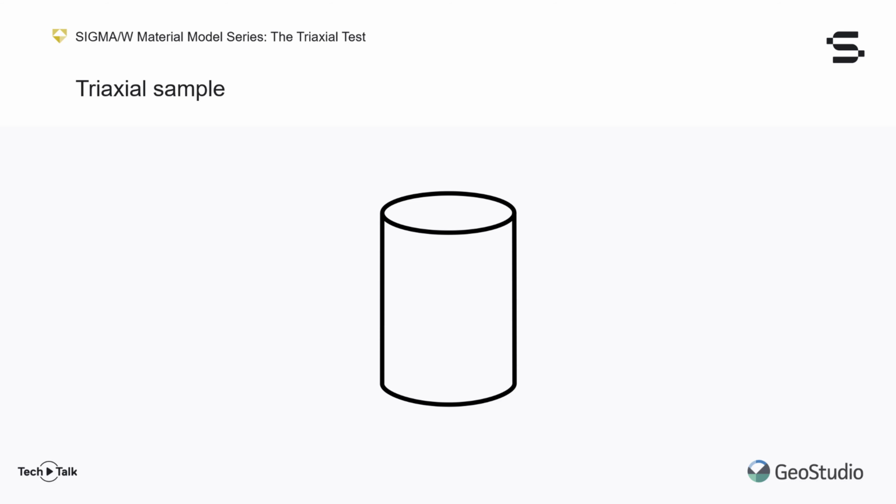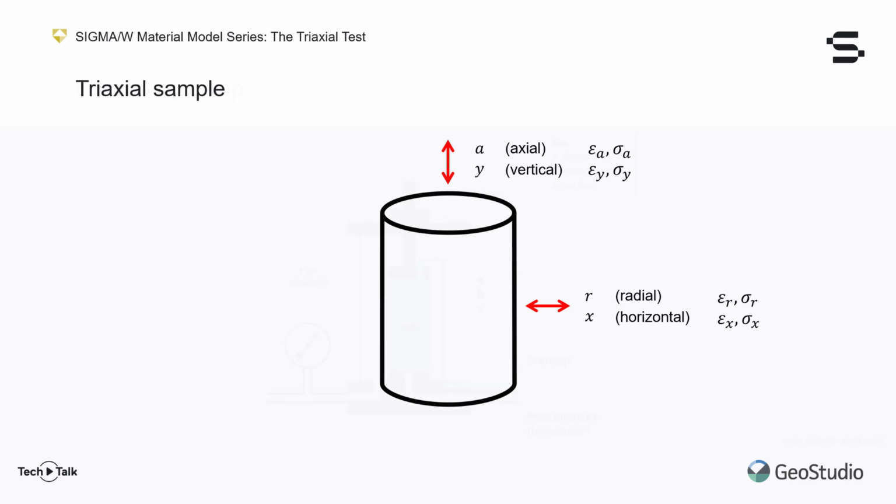Let us define some notation conventions before we venture too far. The axial, or vertical direction, is denoted via the letters A or Y. The radial, or horizontal direction, is denoted via the letters R or X. The deformations, epsilon, and stresses, sigma, will bear these indices.